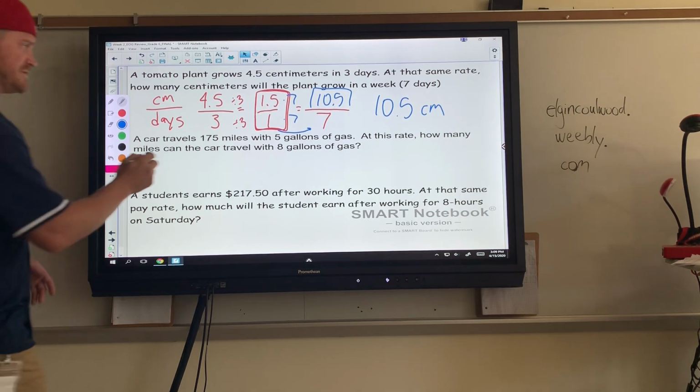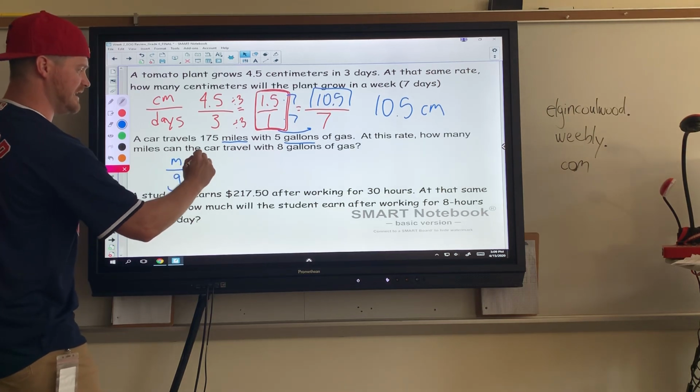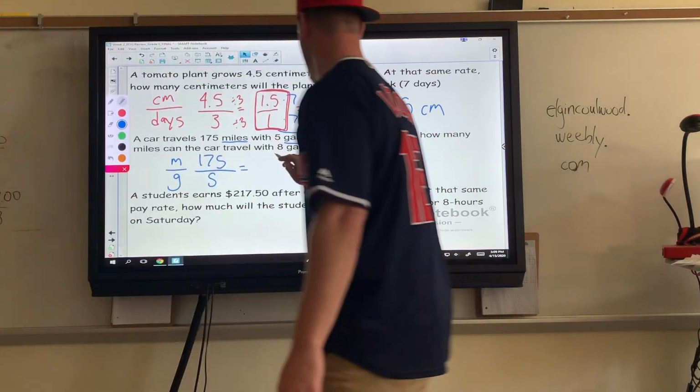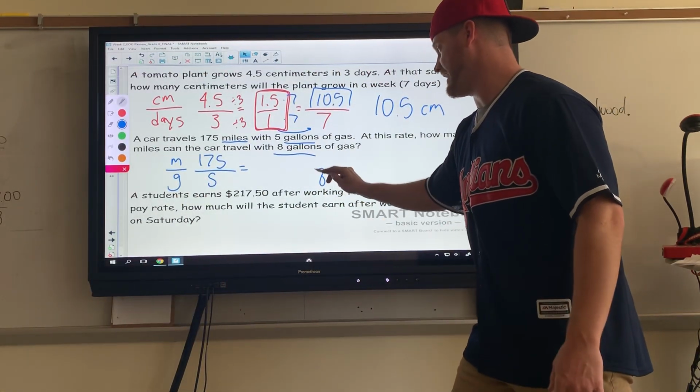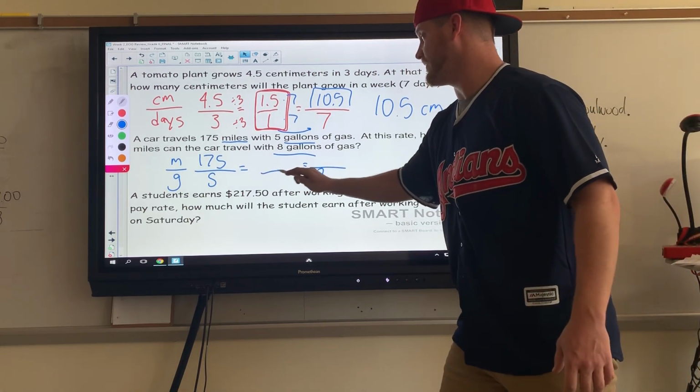If not, let's go over this. We're comparing miles and gallons. M over G, it's 175 miles in 5 gallons. We know eventually we are trying to figure out how many in 8 gallons. Well, we know 5 doesn't go into 8, so we've got to find the unit rate first.